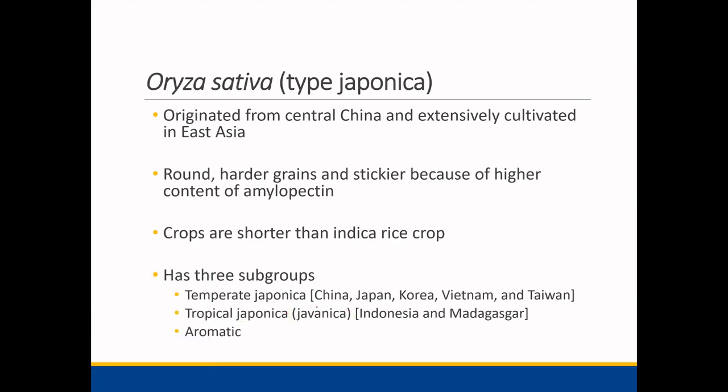The third one is the aromatic. These types have a distinguishable aroma, a flavor that they give. So they have aromatic components, and because of that, we put them under this subgroup, the aromatic one. So these are the three subgroups we have under the japonica type: 1, 2, 3.